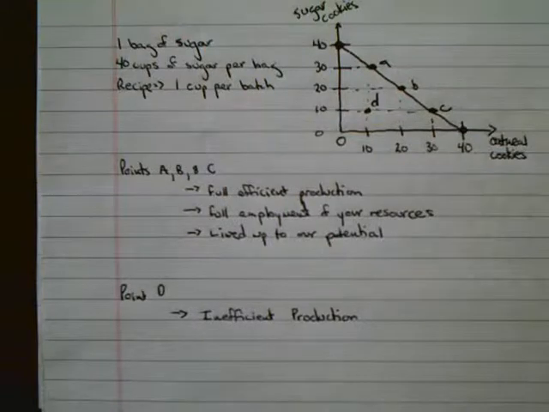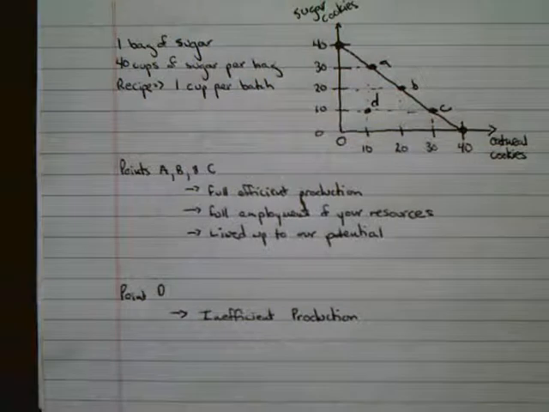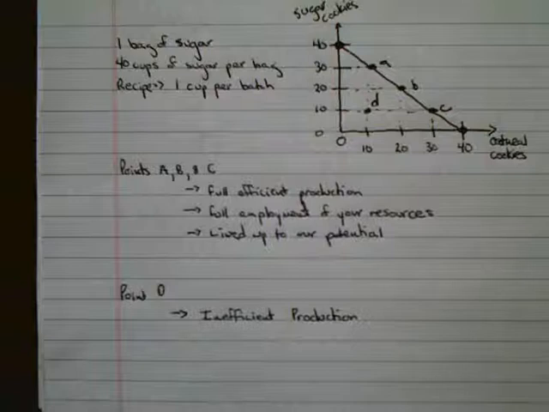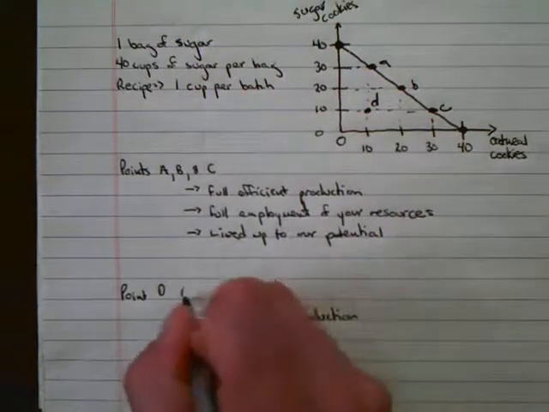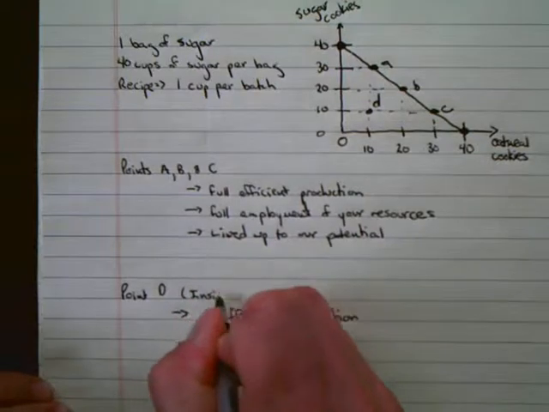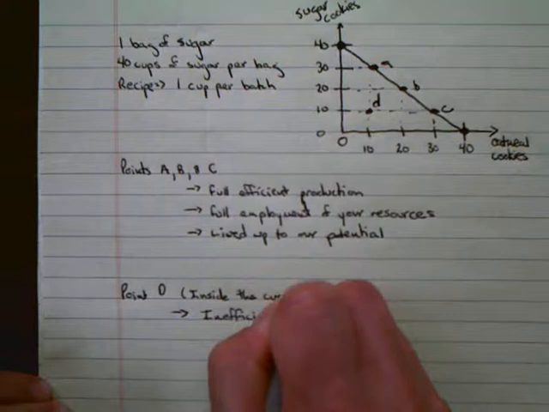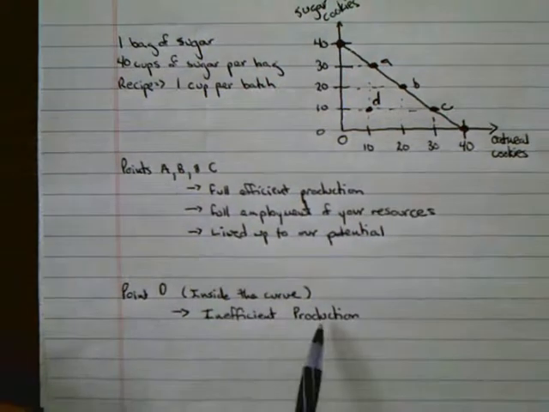Something happened. The example I used in class is that maybe while we were making cookies, we accidentally spilled the sugar and the sugar fell on the floor, and we had to sweep up the sugar and throw it in the trash. And so we only could make 20 batches of cookies because that's all the sugar we had left. If that's a situation, that would be what we call a point inside the curve.